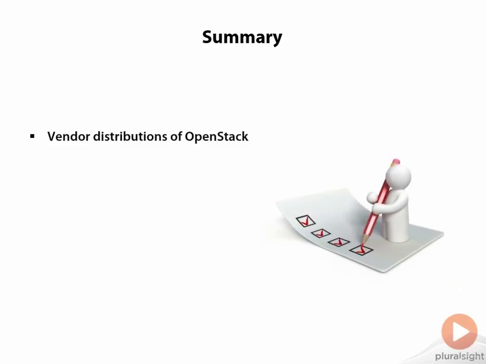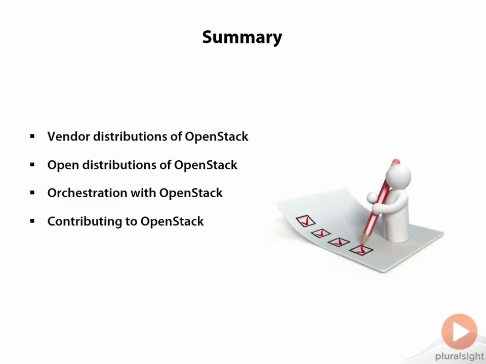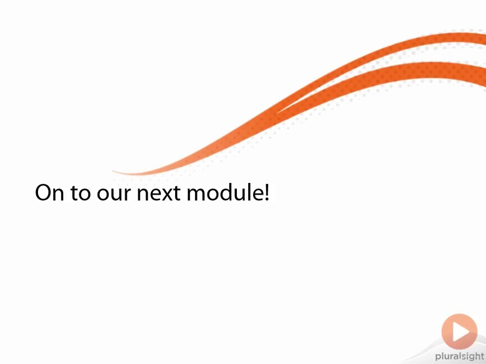So now that we've gone through the module, we've seen some very important and interesting things. We've seen different vendor distributions, both in the commercial and open environment. We briefly touched on orchestration, and we talked about contributing to OpenStack. Again, we could probably spend an entire module for an hour or two just talking about this alone, but we wanted to touch on the high-level stuff so that we can get a better understanding of the environment. But now, it's time for us to move on to our next module.